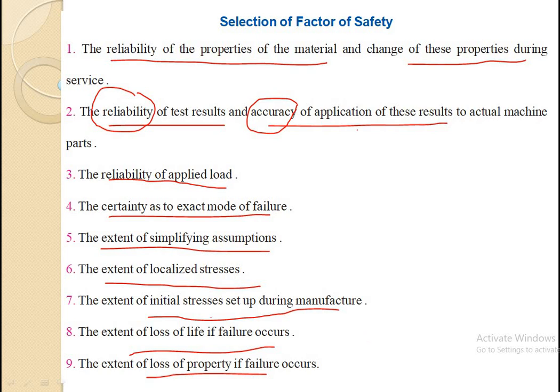So these are the 9 parameters that we need to consider while selecting a factor of safety. That is reliability of the properties, reliability of the test results and accuracy, reliability of the applied load, certainty of the mode of failure, simplifying assumptions, localized stresses, that is the stress concentration, initial stresses set up during the manufacturing, the extent of loss of life, and the loss of property.